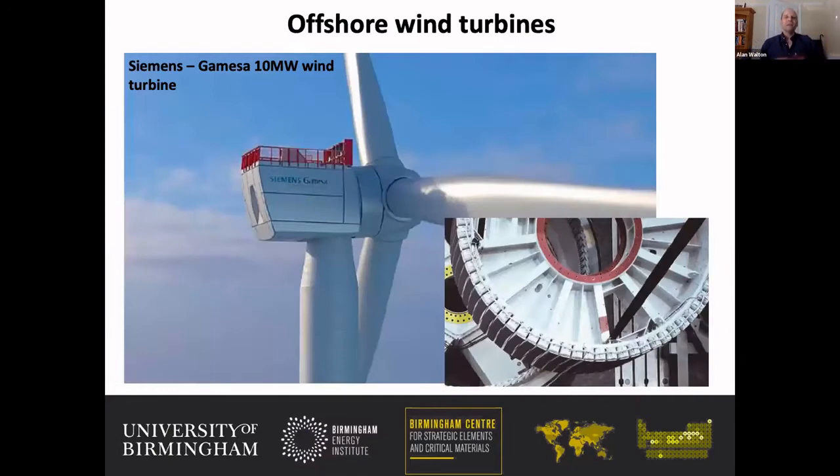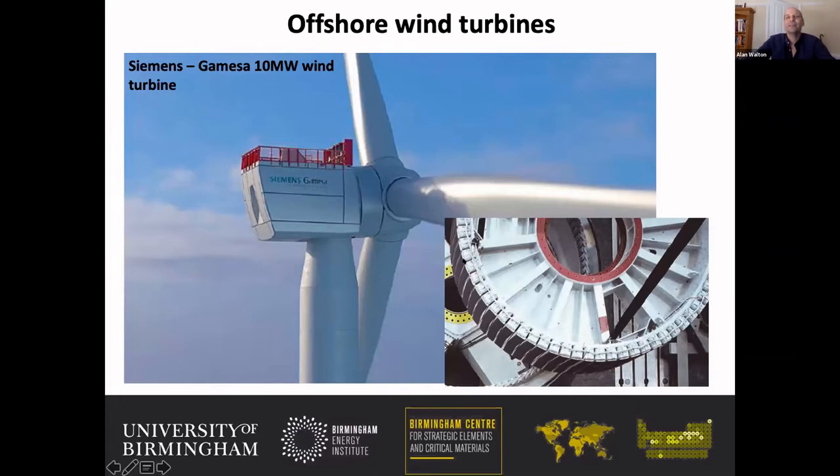But if you go to some of the really big applications, offshore wind turbines typically have about 1/2 ton of rare earth magnets in the wind turbine generator for every megawatt. So a 10 megawatt wind turbine generator that Siemens make will have around 5 tons of rare earth magnets in them. And you can see them here mounted on the rotating part in here.